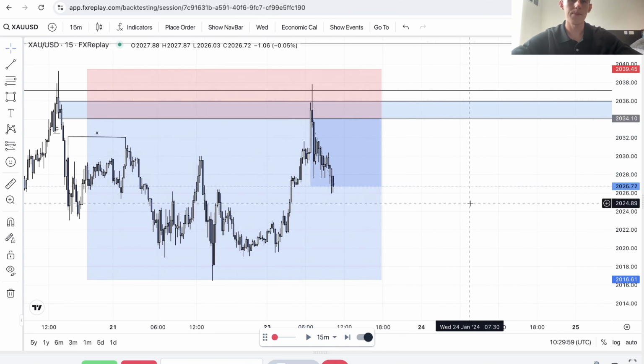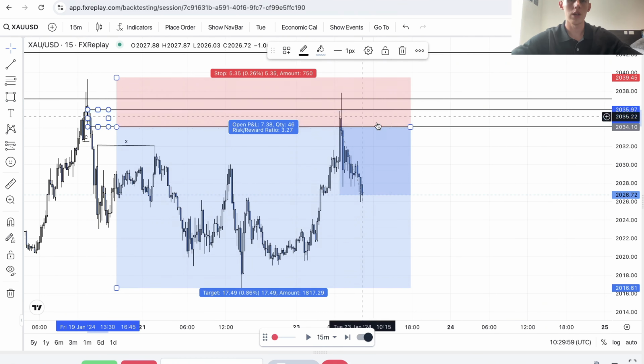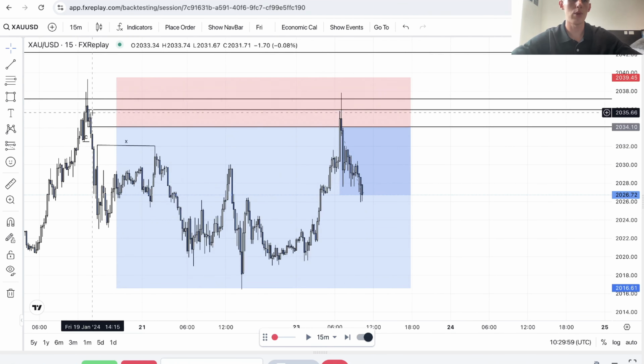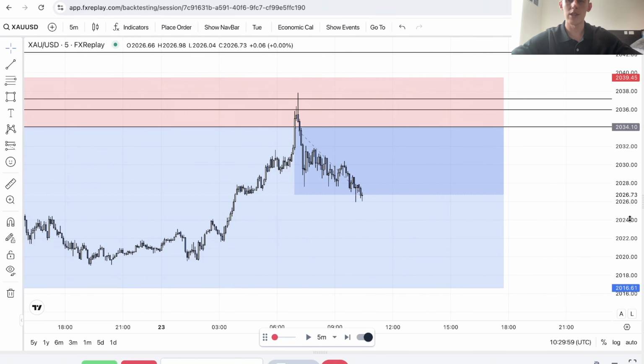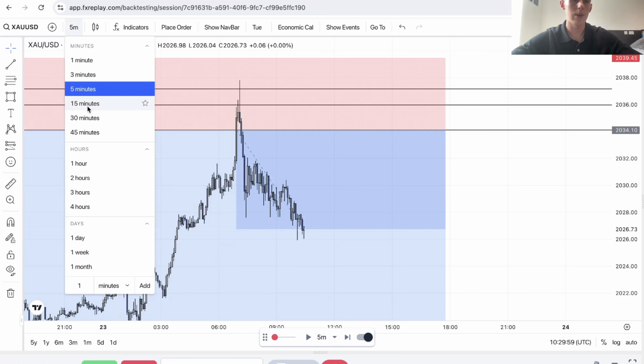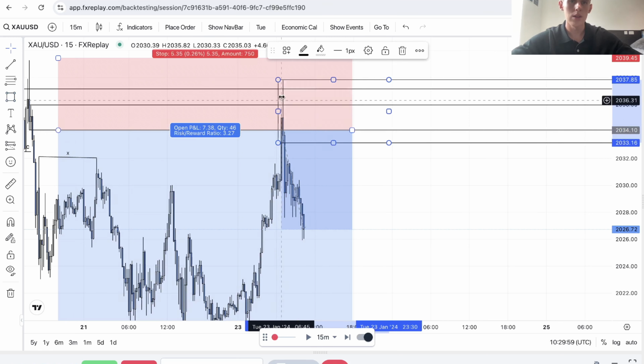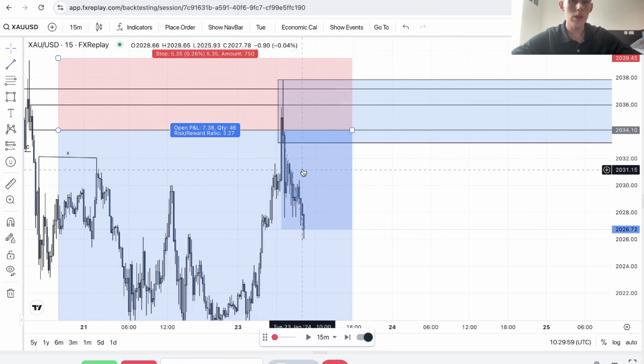If you wanted some more confirmation that this level was going to hold, you could have got another confirmation entry. So you could have used this as the 15-minute point of interest, gone down to the 5-minute, and saw that once price came into this level, it broke 5-minute structure, and we have this area of supply that was created. We have some liquidity below it in the form of this high and this sort of trend line as well.